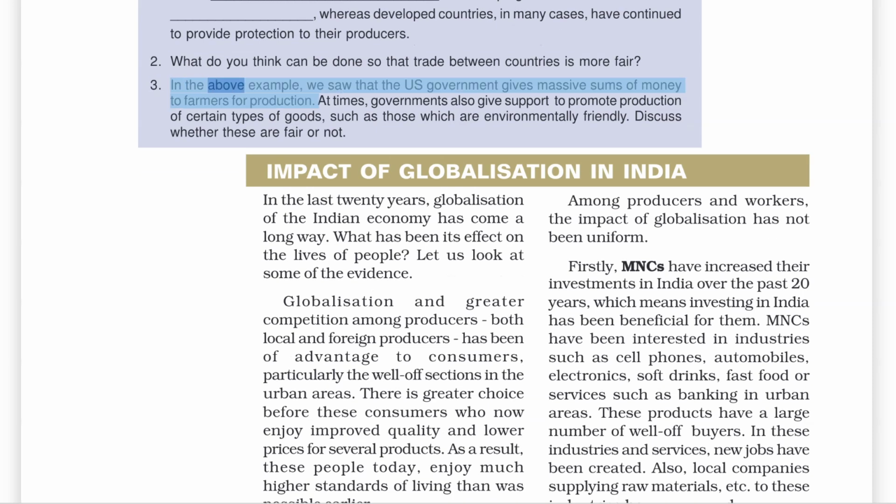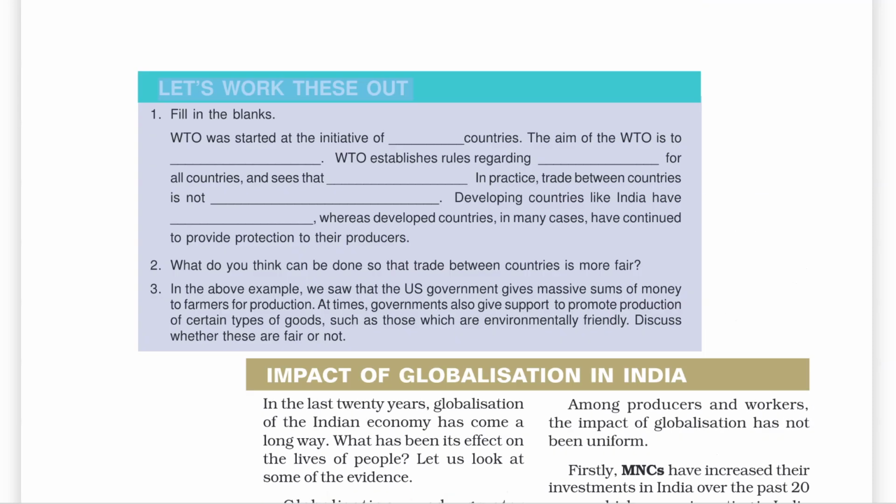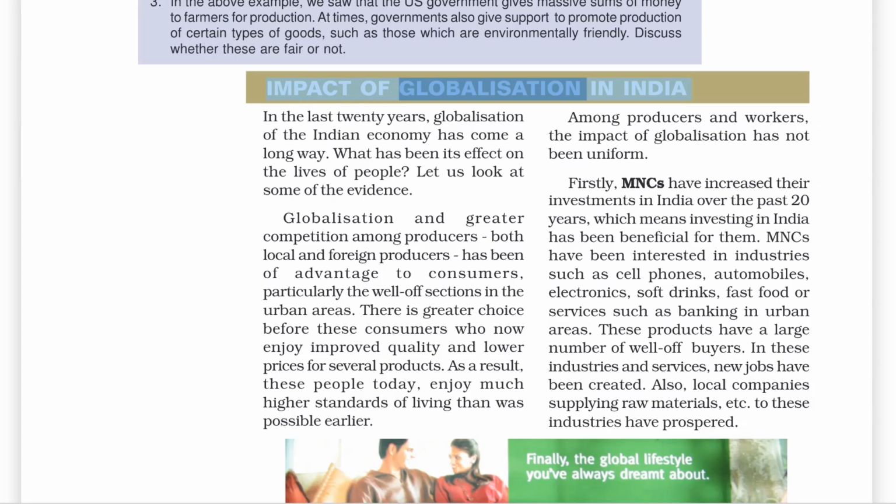2. What do you think can be done so that trade between countries is more fair? 3. In the above example, we saw that the US government gives massive sums of money to farmers for production. At times, governments also give support to promote production of certain types of goods, such as those which are environmentally friendly. Discuss whether these are fair or not. Let's work these out.